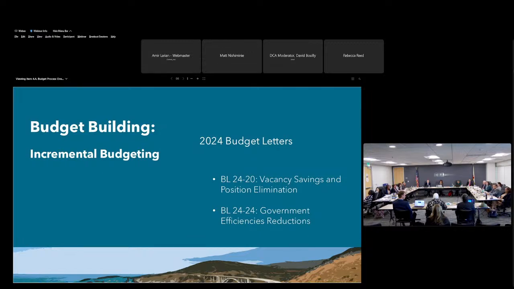The budget letter 2420 reduction will be effective starting 24-25 and ongoing, while the position elimination identified will become effective 25-26 and ongoing. The next budget letter was the government efficiency reduction, budget letter 24-24. It provides instruction to implement control section 4.05, which is a reduction required in the 2024 Budget Act for development of the 25-26 Governor's budget.